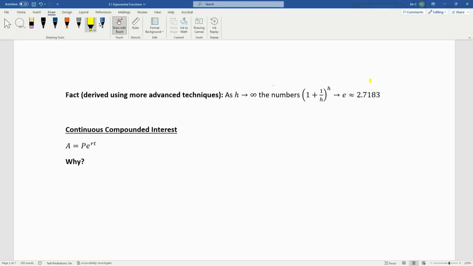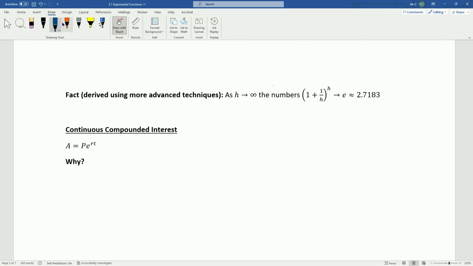But I do want to show you why we've defined this number as E, why we gave this expression a special name when h approaches infinity. And it's all about this continuous compounding interest formula. The continuous compounding interest formula is A equals P times e to the RT. You might have heard it as the PERT formula. So the question is, why does this make sense for continuous compounding interest?